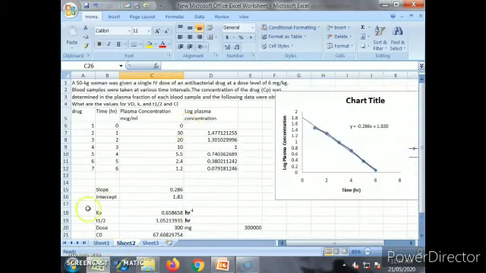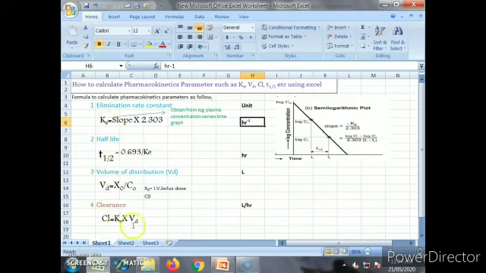For removing all these parameters, students should know all these formulas by heart. The elimination rate constant formula is K = slope × 2.303. Half life is T half = 0.693 divided by Ke. Volume of distribution is Vd = X0 divided by C0, and clearance is Ke into Vd.